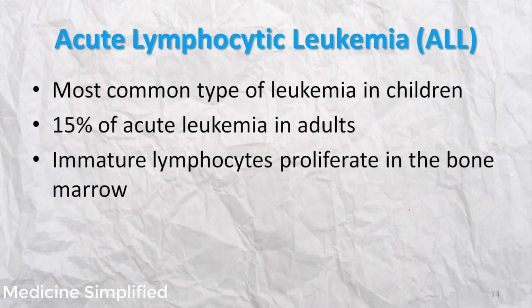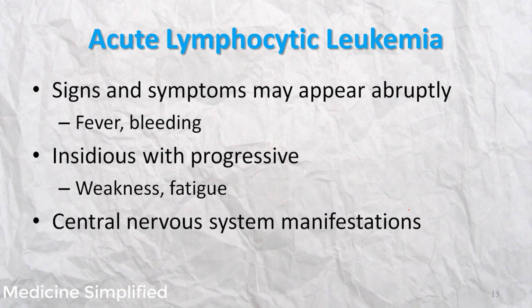Acute lymphocytic leukemia. Most common type of leukemia in children. 15% of acute leukemia seen in adults is acute lymphocytic leukemia. Immature lymphocytes proliferate in bone marrow. Signs and symptoms may appear abruptly, like fever and bleeding, or insidiously with progressive weakness and fatigue, and there can be central nervous system manifestations.